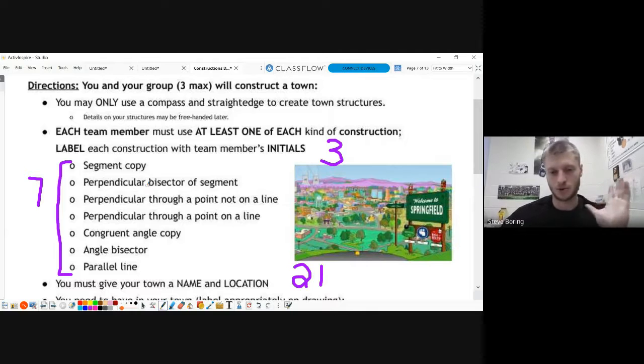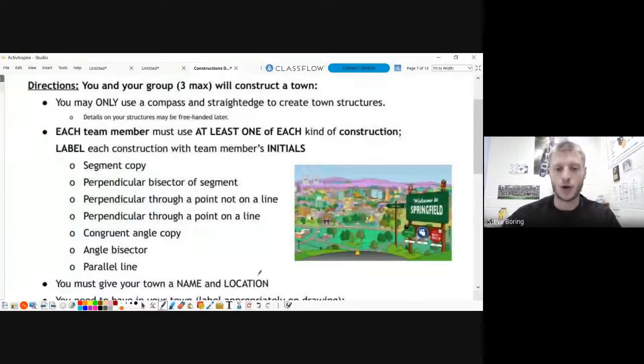You can't have one person doing all the segment copies and one person doing all the segment bisectors. You can't do it that way. So you all have to try each of them. Now, to prove that you did that, you have to leave your construction markings, make sure people can see them, and label them with your initials. So for instance, perpendicular bisector ends up looking roughly something like this, and you connect these together. So you would have to leave that and write your initials beside it. So like Mr. B. There we go. So something like that. That's what I'm looking for.